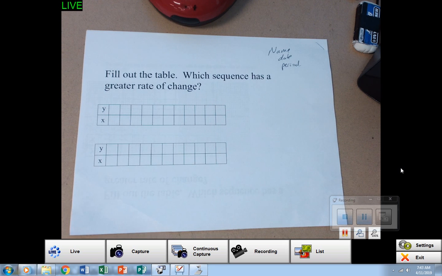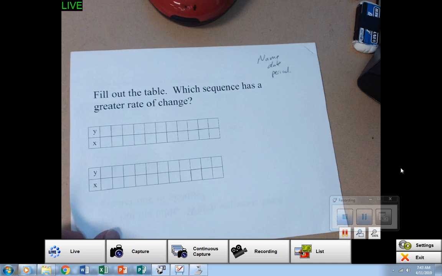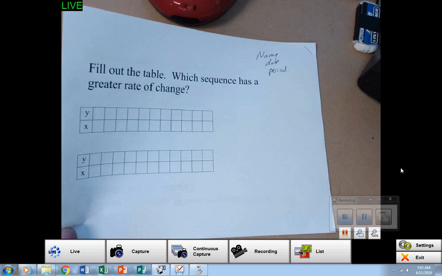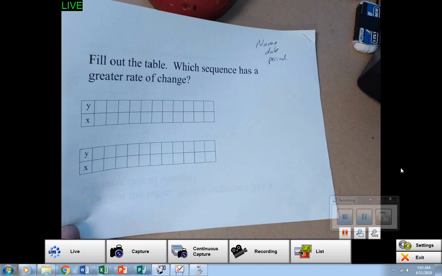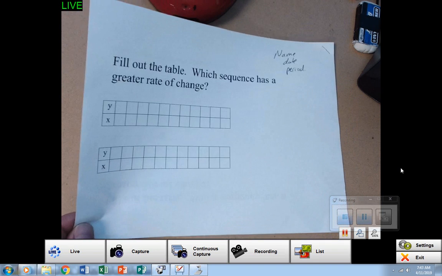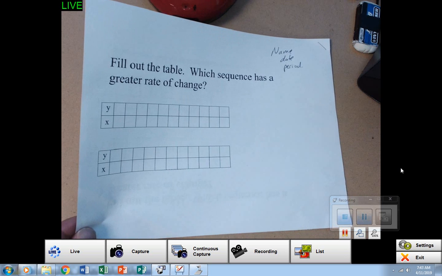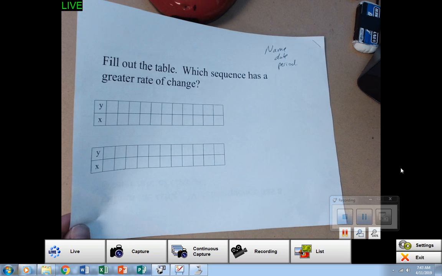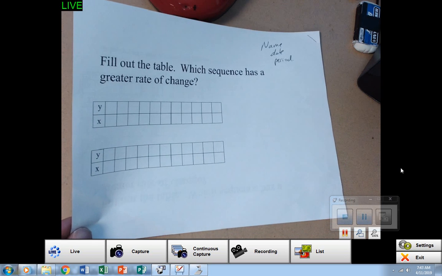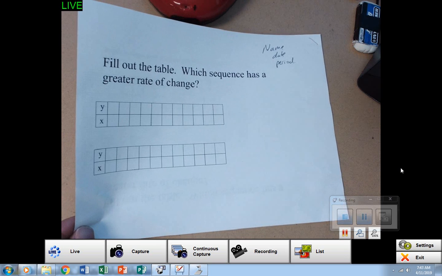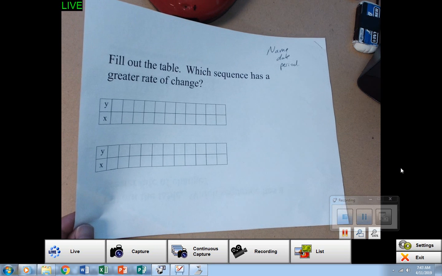Okay, for today, hopefully you'll get one of these packets. The staple is in the top right corner. If I could have you put your name and date in that top right corner right there, you're going to turn this in when you're finished. If you don't finish during today's class period, just watch the video online and finish that. Turn that in tomorrow on Friday.